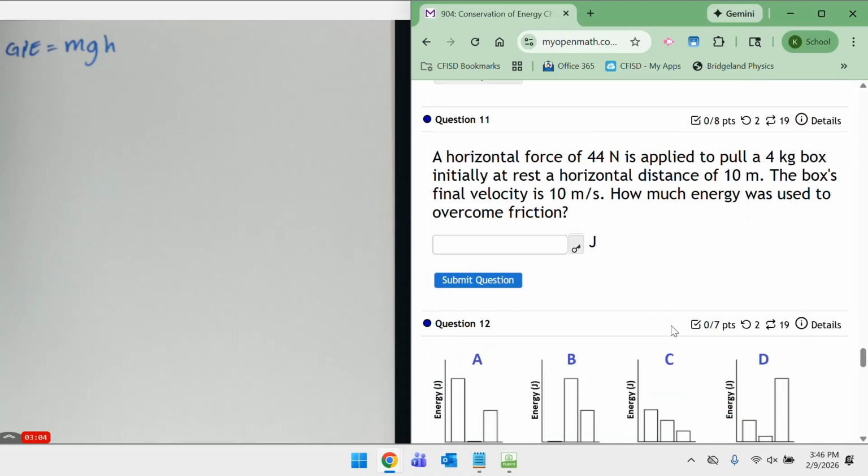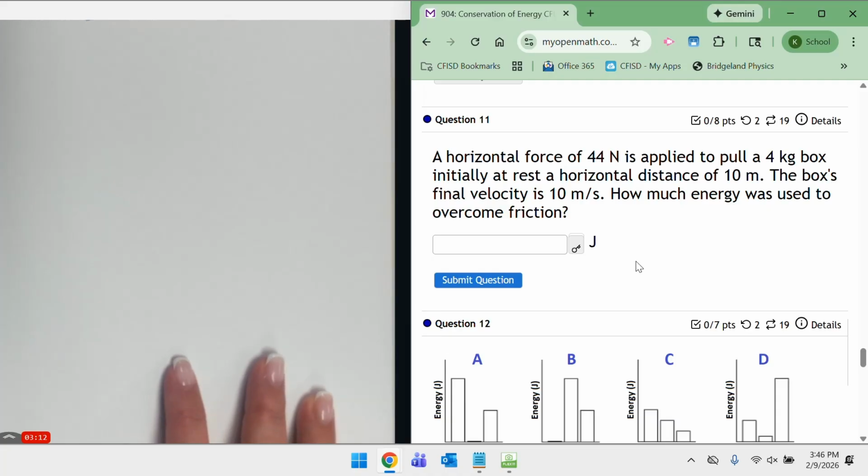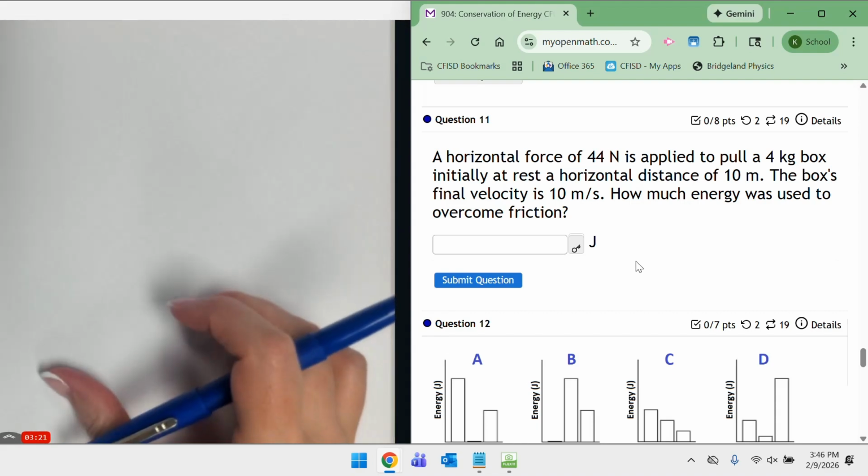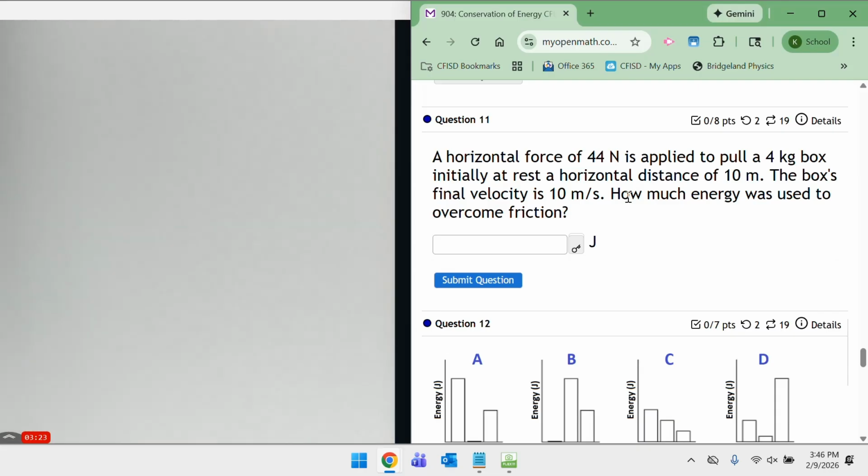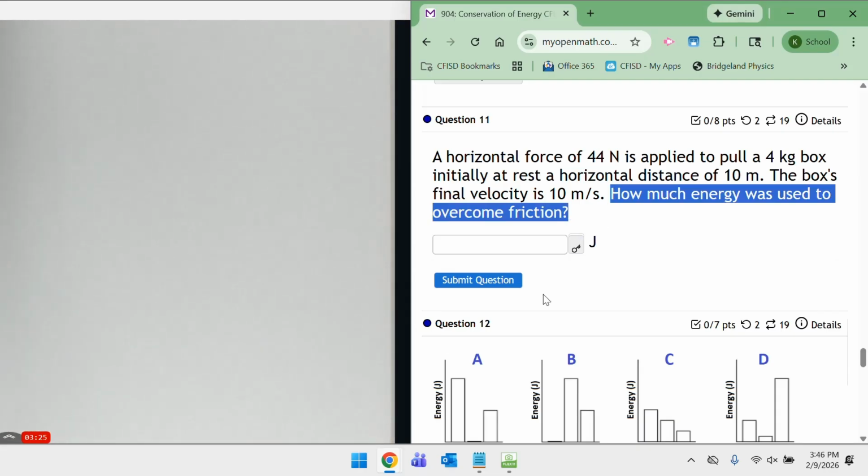Next question. A horizontal force of 44 newtons is applied to pull a 4 kilogram box initially at rest, a horizontal distance of 10 meters. The box's final velocity is 10 meters per second. How much energy was used to overcome friction? Guys, when you see this question, how much energy was used to overcome friction, it is implying that there's probably friction. However, it is possible the answer could be 0.